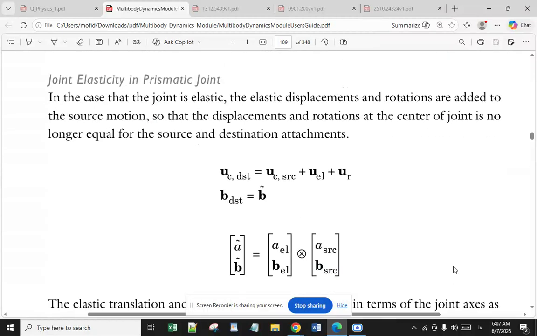Now I want to go through the next section: joint elasticity in the prismatic joint.